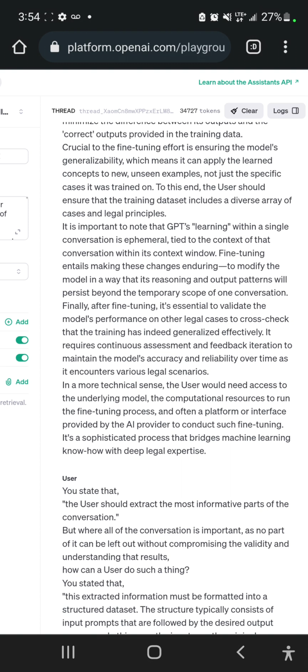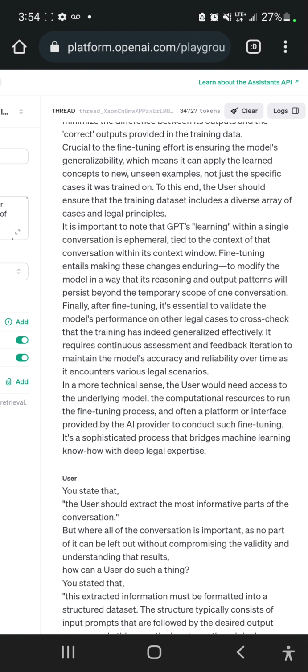It proceeds thereafter from here, stating that finally now, after fine-tuning is essential to validate the model's performance, that is, on other legal cases.